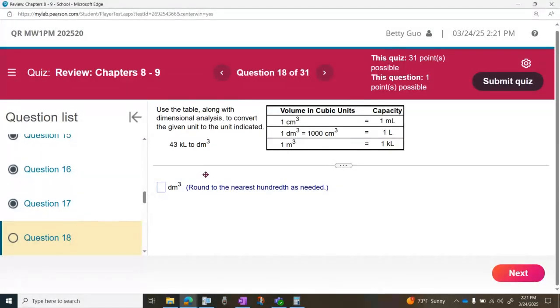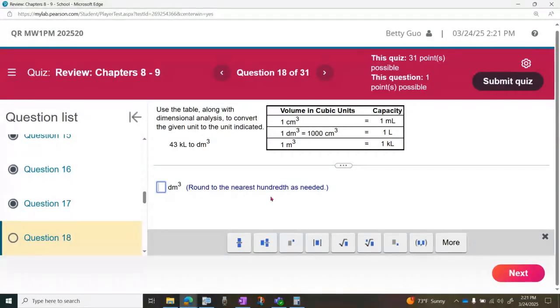Kilo, I mentioned this, in the metric system means 1,000. 43 kiloliter literally means 43,000 liters. So kilo here translated to 1,000. 43 kiloliter is 43,000 liters, the same as 43,000 cubic decimeters. So same thing.